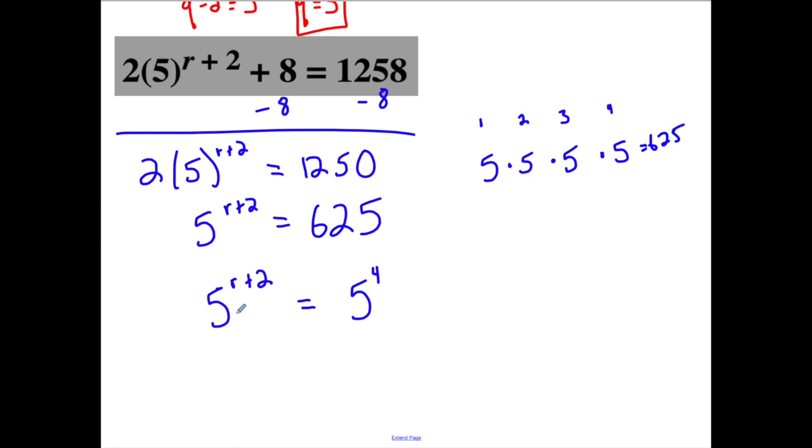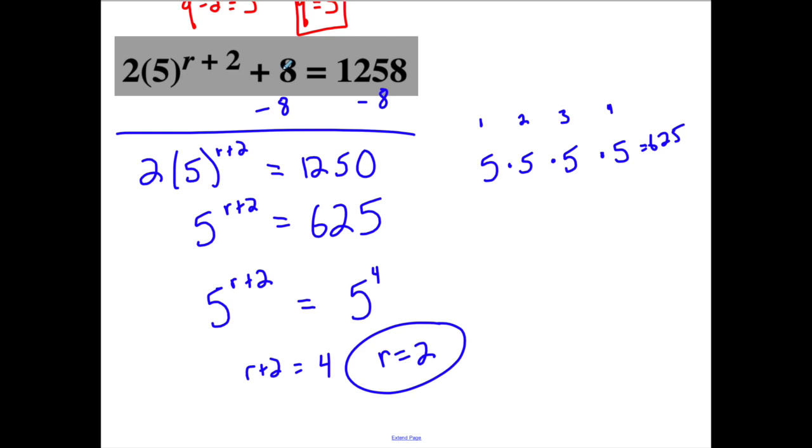And now because 5 to the r plus 2 equals 5 to the 4th, the bases are the same, the expressions are equal, that means that the exponents must be equal. That is, r plus 2 must be 4, so r equals 2. Checking our work, 2 plus 2 is 4. 5 to the 4, as we just saw, is 625. 625 times 2 is 1250. And 1250 plus 8 is 1258.